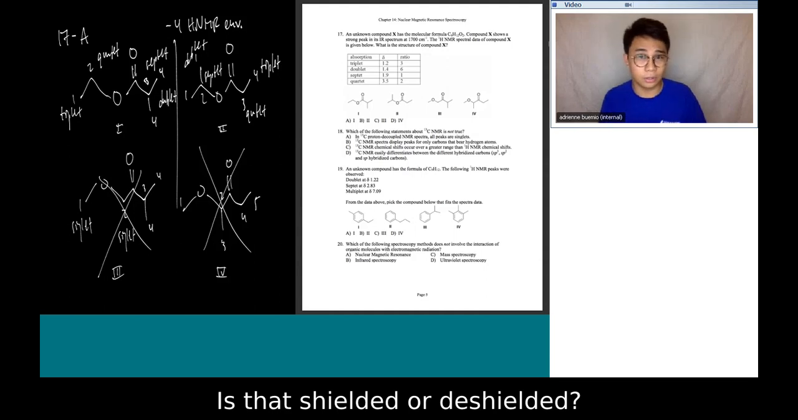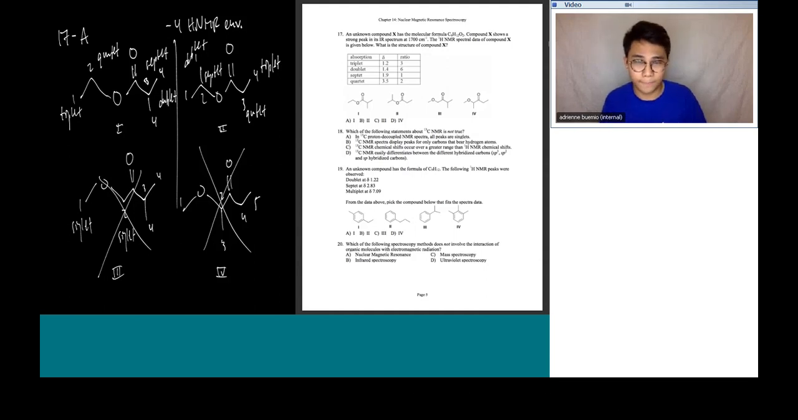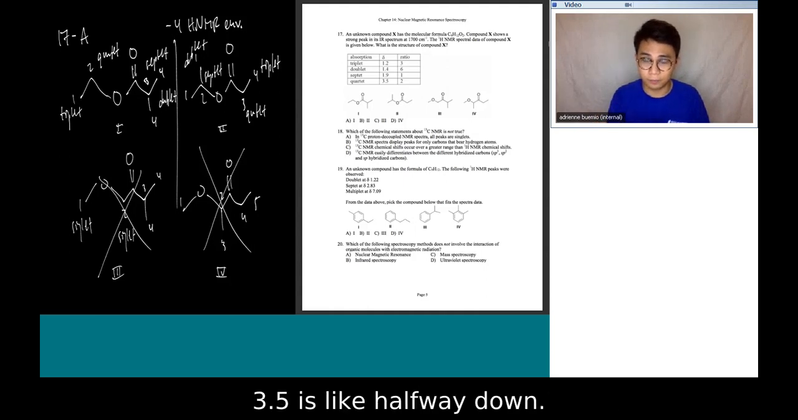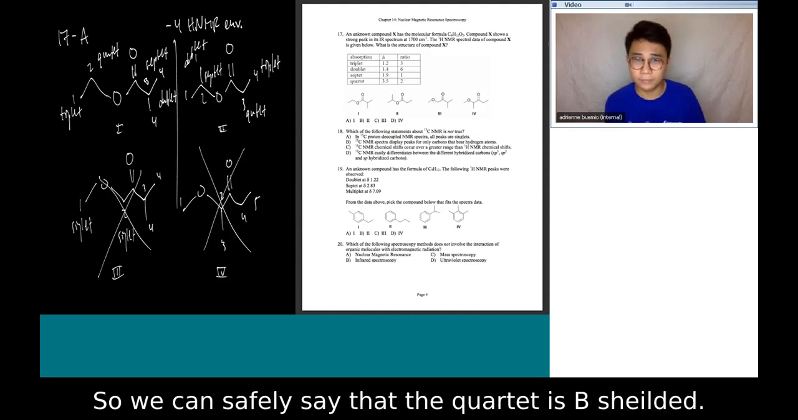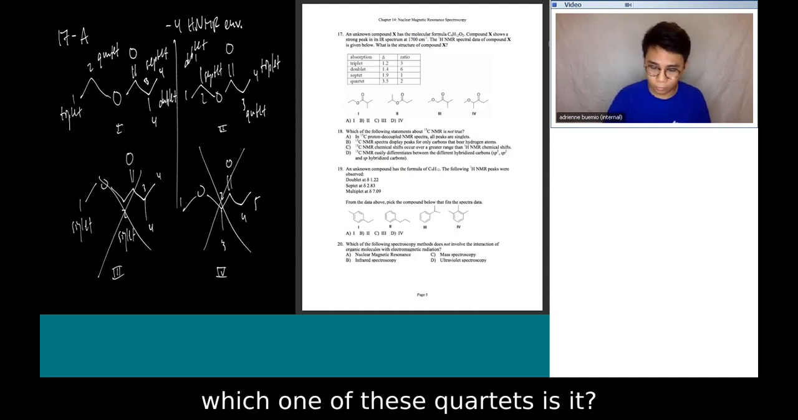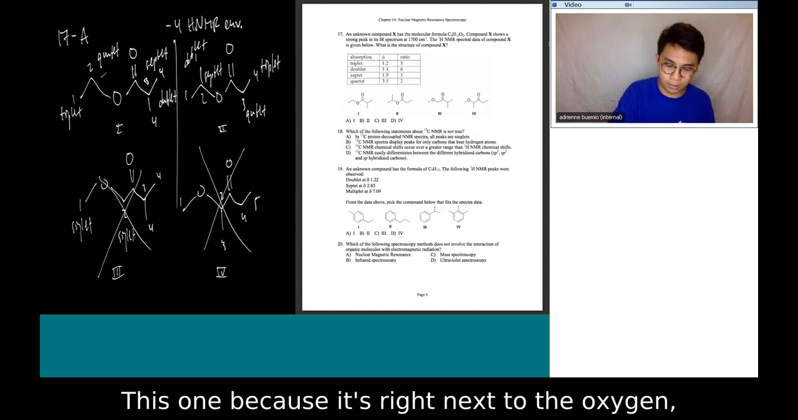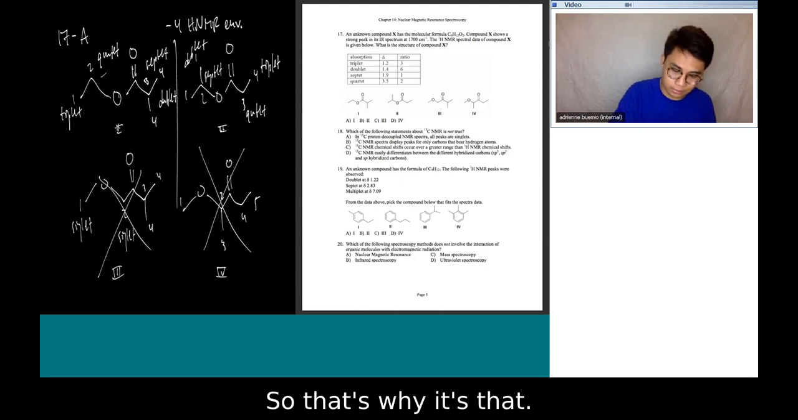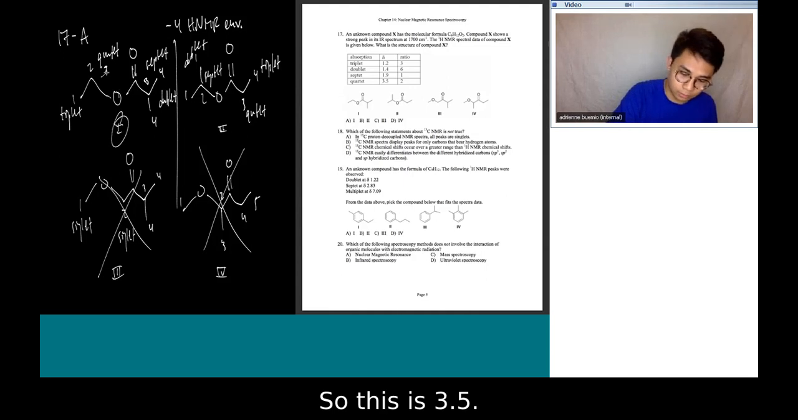Is that shielded or de-shielded? It's gonna be de-shielded, right? 3.5 is like halfway down. So we can safely say that that quartet is de-shielded. So if that quartet is de-shielded, which one of these quartets is it? This one, right? Because it's right next to the oxygen, so that's what's making it de-shielded. So that's why it's that. So this is 3.5, right?